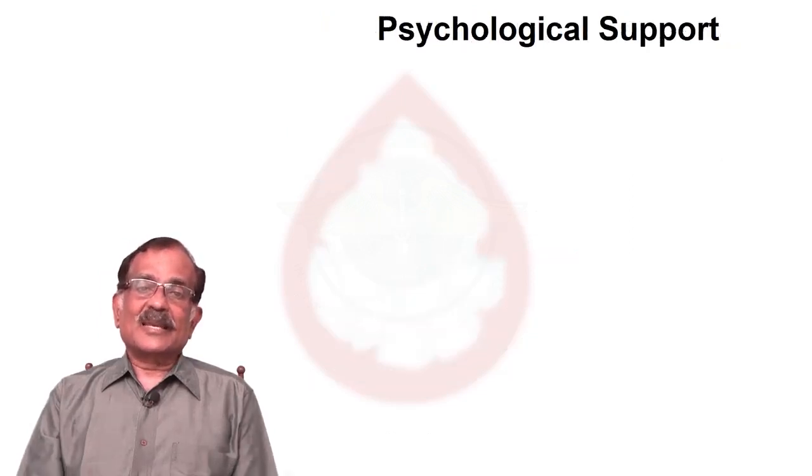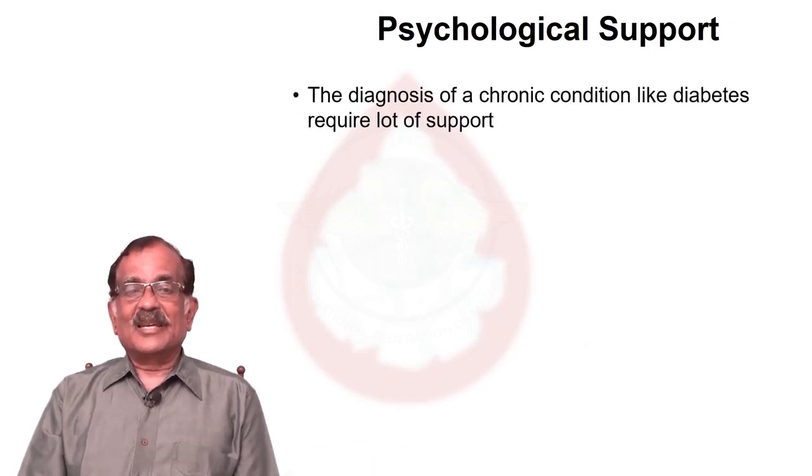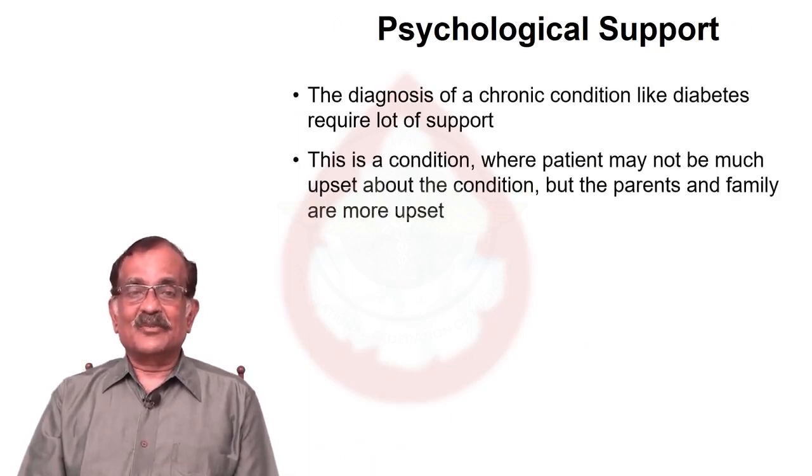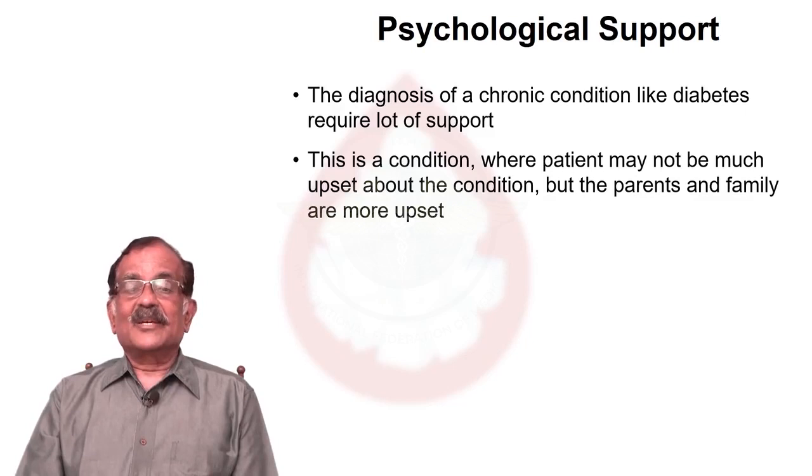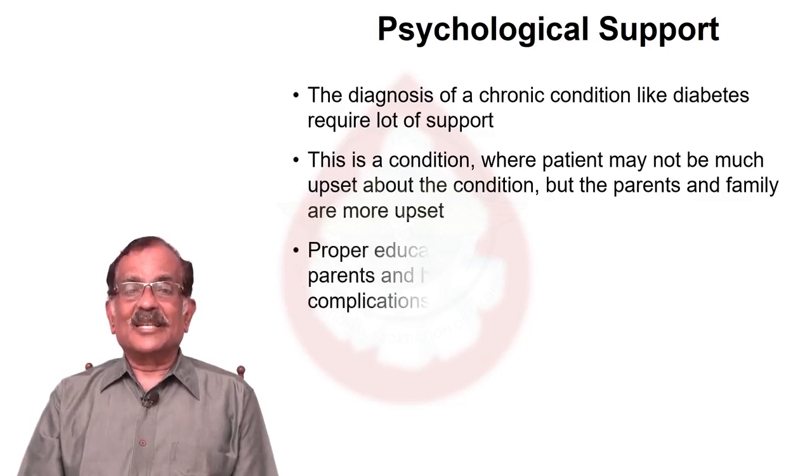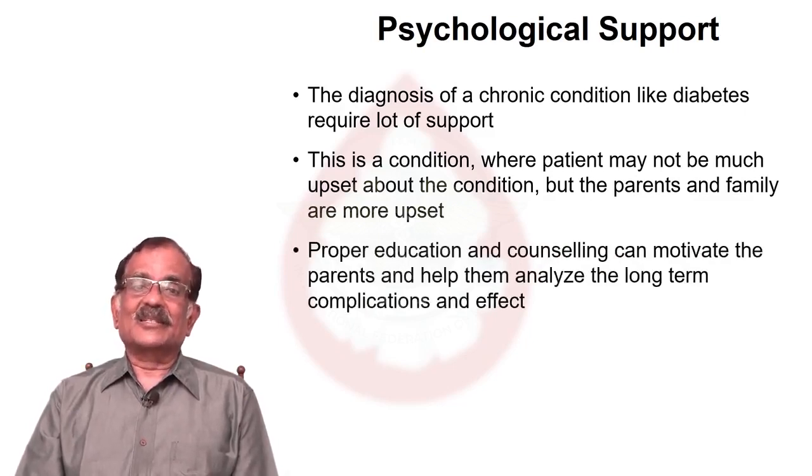The most important thing in managing diabetes in the child or adolescent is the psychological support which they require. It is a disease where the patient alone is not the one involved, the whole family is involved in it. The moment you see your 8-year-old child has diabetes, you can imagine the psychological trauma. The patient may not be much aware about the long-term complications, but the parents are so much worried about it. So they require a lot of counseling and education regarding the disease.